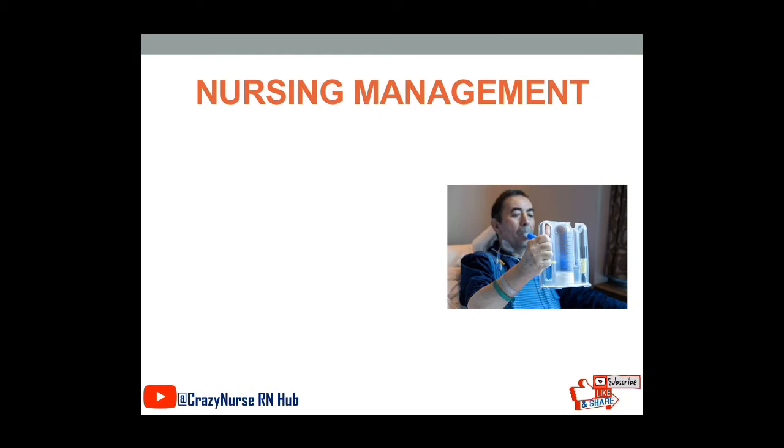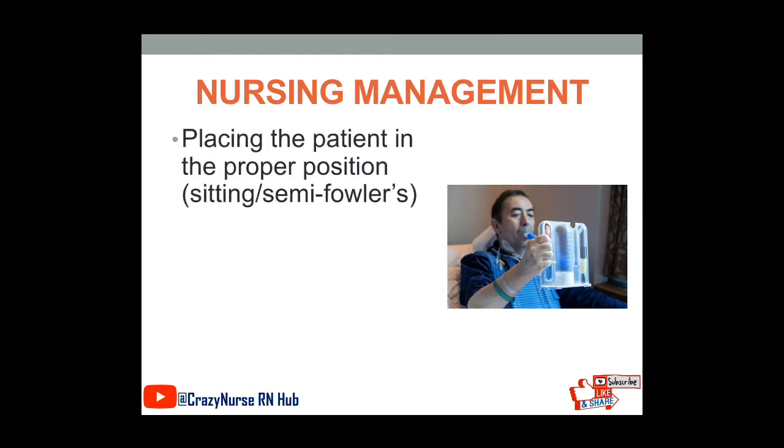For the nursing management, place the patient in the proper position, sitting or semi-Fowler's position. As much as possible in using this incentive spirometer, the patient should be in sitting or in semi-Fowler's position so that the lungs can expand well.